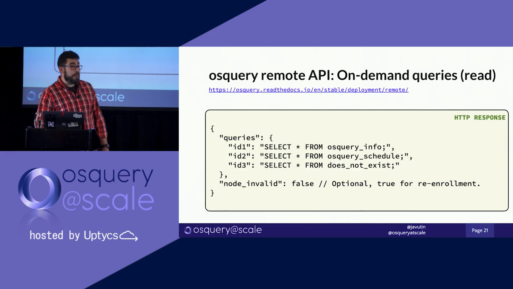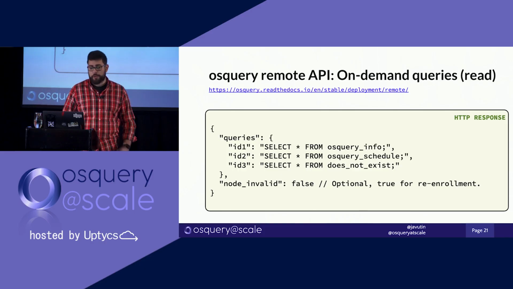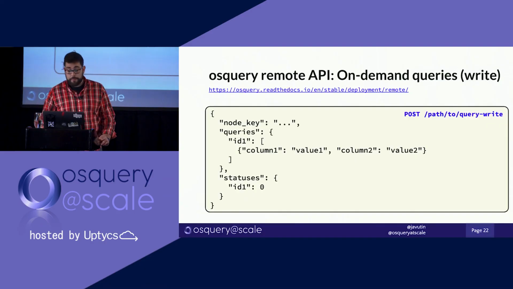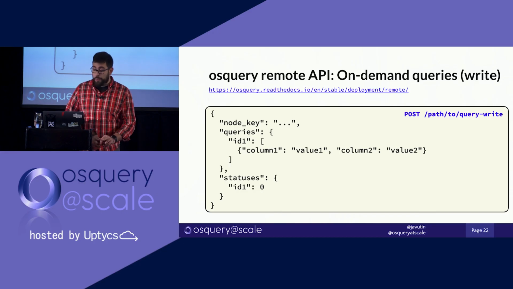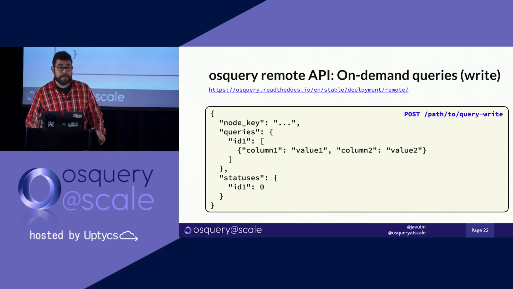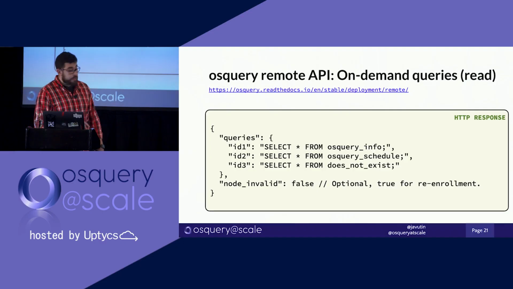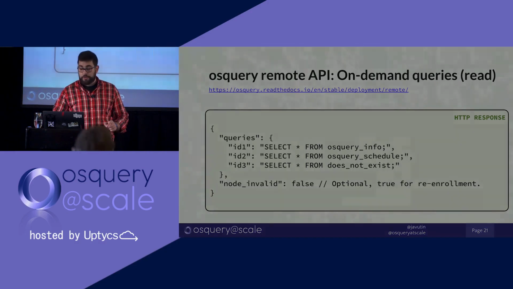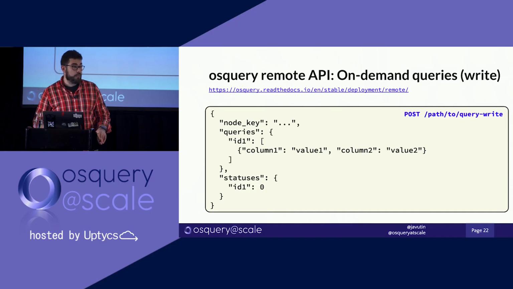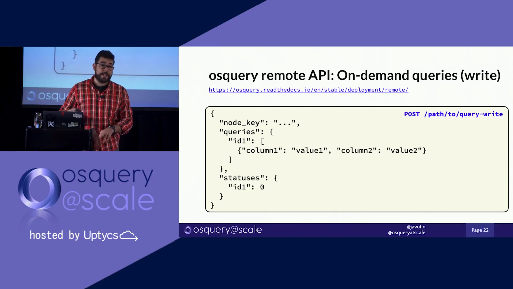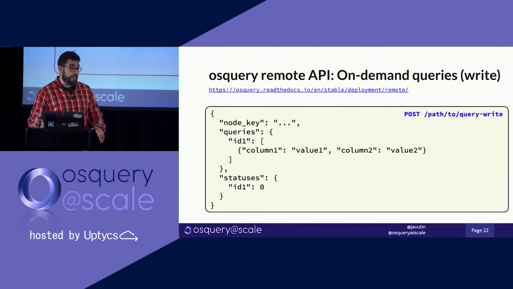This is for the read endpoint, because there is another endpoint for on-demand queries, which is the query write. Once you have provided these queries to osquery, osquery is going to run these queries and then submit the results into the write endpoint. That is what is going to receive the actual data that osquery generates with those queries that you sent.